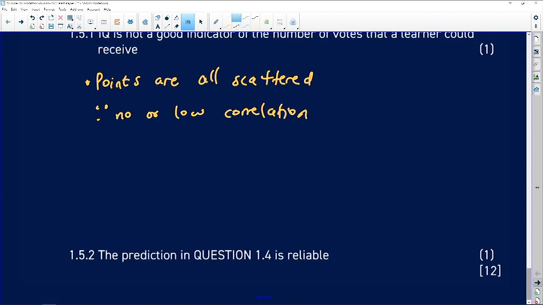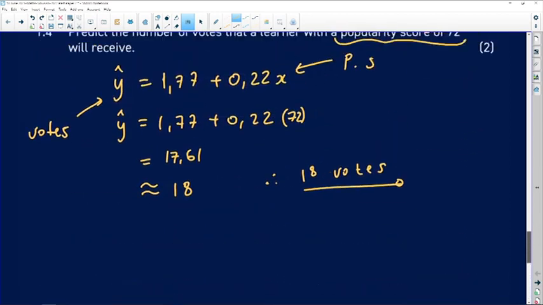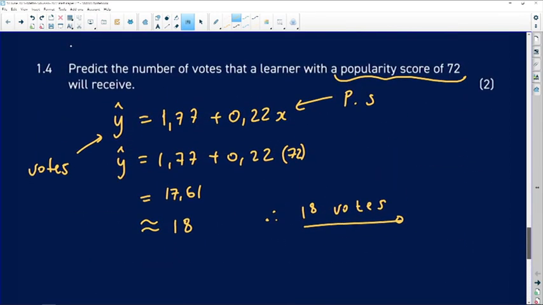Right, now the last one here says to us we need to explain why the prediction in question 1.4 is reliable. Why is the prediction in 1.4 reliable? Let's go back and talk about what we said in 1.4. In 1.4 we said that if you have a popularity score of 72, you're likely to get 18 votes.